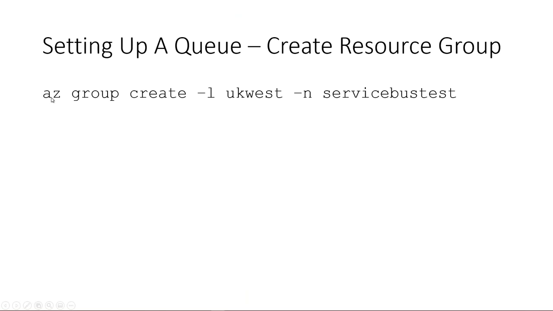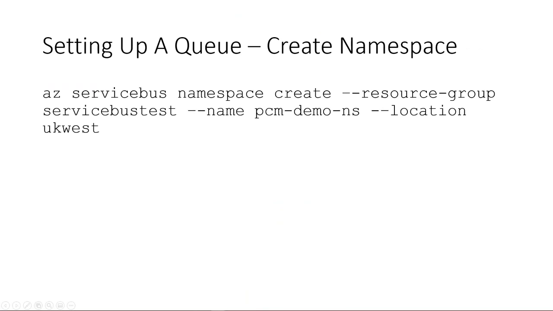But essentially, az is your command, and you're reacting to a group. You need to give it a location. That's the -l. So in this case, it's UK West. You need to give it a name. In this case, it's Service Bus Test.